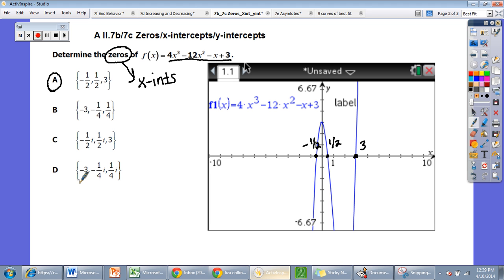What you could do is you could verify that this is the correct solution by factoring. But because that's the only answer that really makes sense, it's nothing that you really have to do. I just wanted to really go over that word zeros, that does mean x-intercepts, that means the same thing.